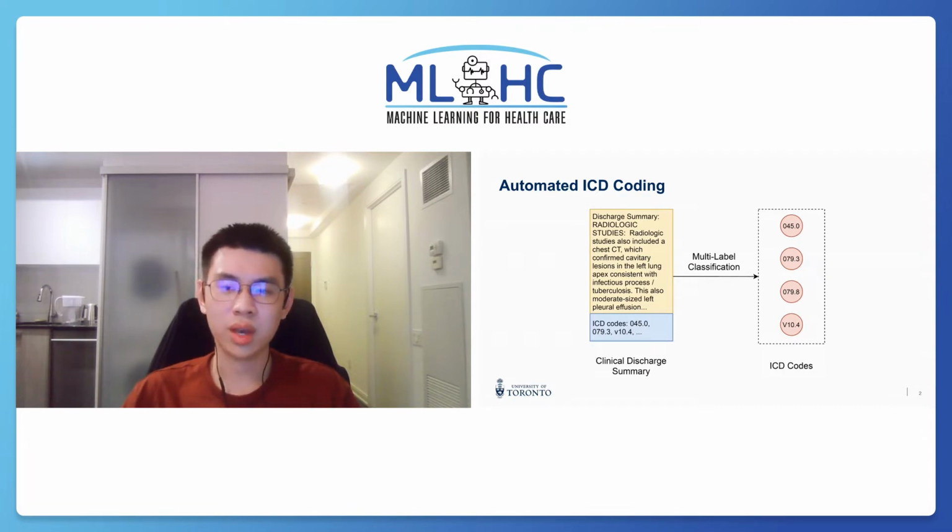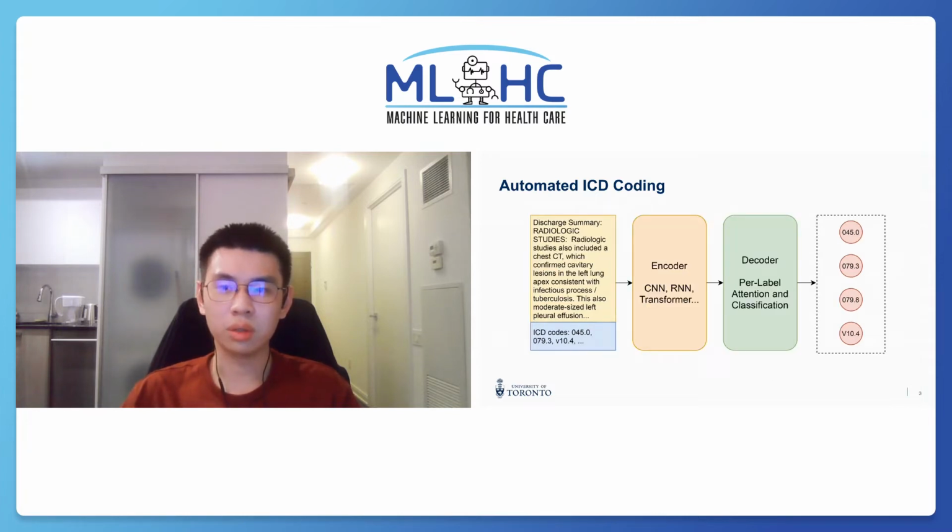In machine learning, this task has been modeled as a multi-label classification problem, where we train multiple binary classifiers to predict the probability of assigning an ICD code to a discharge summary. Existing research on automated ICD coding commonly uses an encoder-decoder architecture. Given an input discharge summary, the encoder first extracts text representations, and the decoder performs a per-label attention operation and classification. A major problem of these ICD coding models is that they often regard ICD codes as flat labels and predict each ICD code separately.